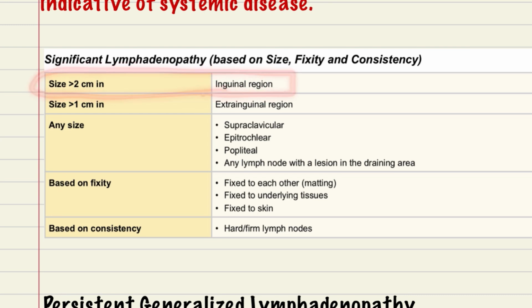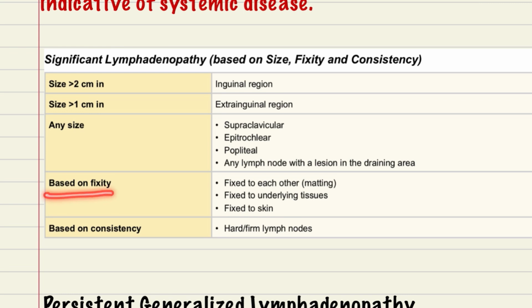Let me be very clear about it, that for each region the size is determined. For the inguinal region it is 2 centimeters. For the extra-inguinal regions, every region other than the inguinal region, it is more than 1 centimeter. But for these special areas, any size of these lymph nodes is very significant. For example, supraclavicular, epitrochlear, popliteal, or any lymph node with a lesion in the draining area, if the lymph node is enlarged to any size, when it becomes palpable, then it is a significant lymph node, right?